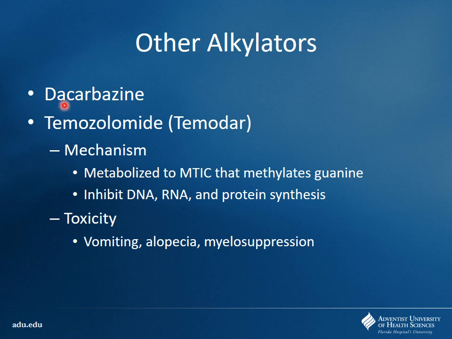And then a couple other alkylating agents, we have dacarbazine and temozolomide. These get metabolized into this metabolite called MTIC that actually methylates guanine. So again, you can see how it's still working as an alkylating agent. Again, very similar mechanism, very similar toxicity profile to the other alkylating agents we've already kind of looked at.